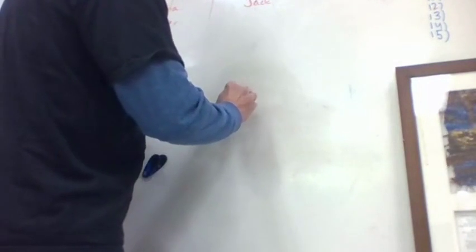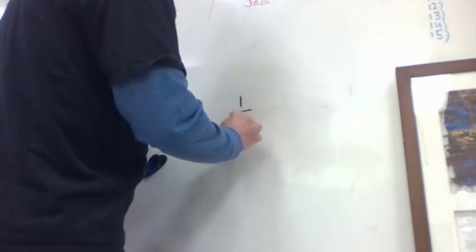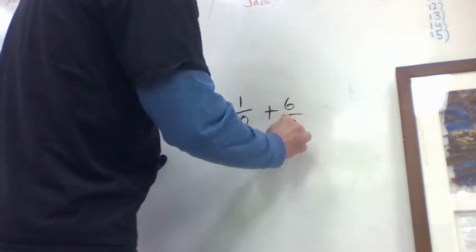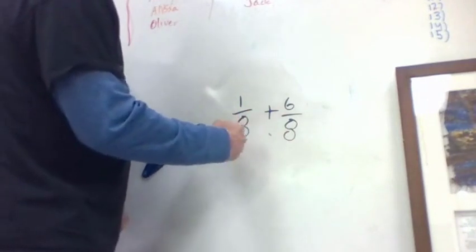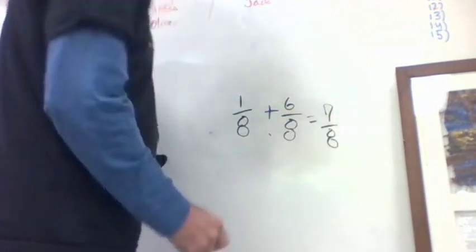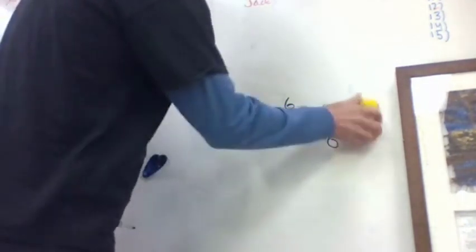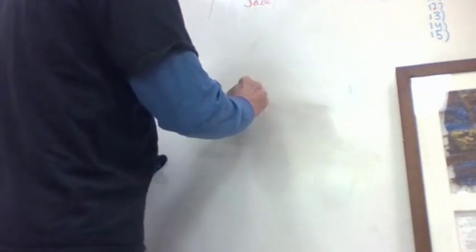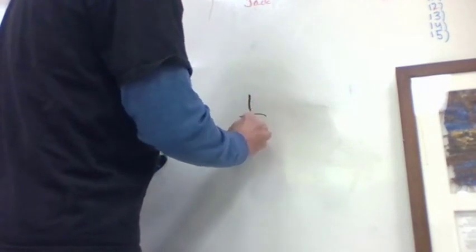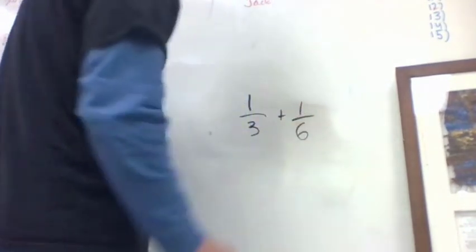So now let's say that we have 1/8 and 6/8. Apples, eighths, apples, right? They're the same. So we can just add them together and get 7/8. Agreed? Okay, easy. That's the apples. But what if we have an orange thrown in there with us? What if we have, let's see, 1/3 and 1/6?